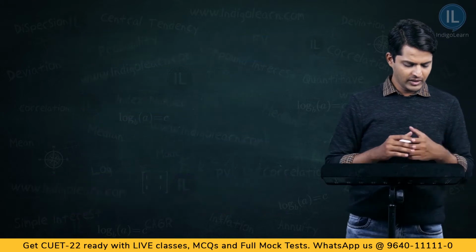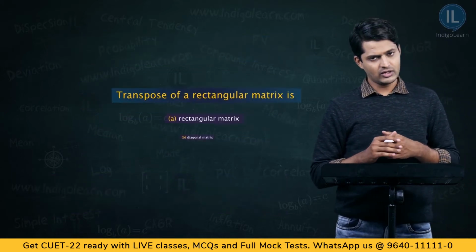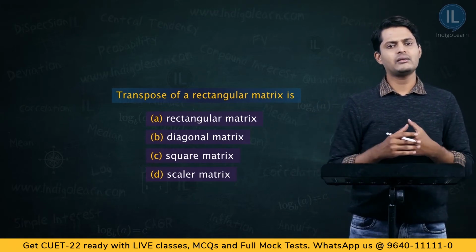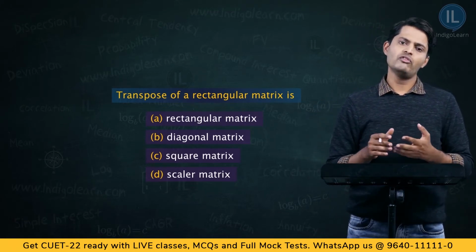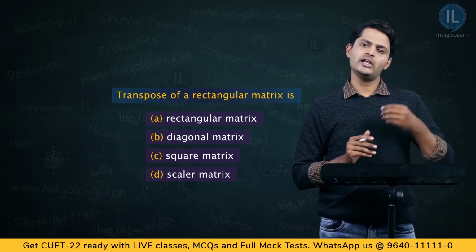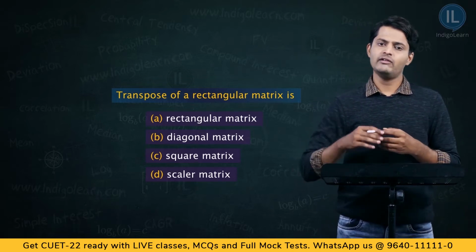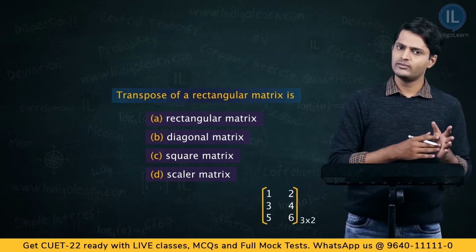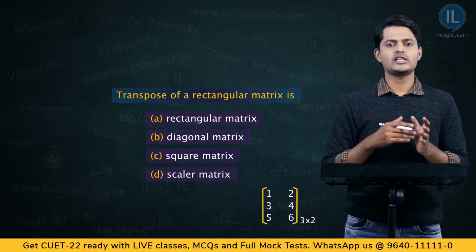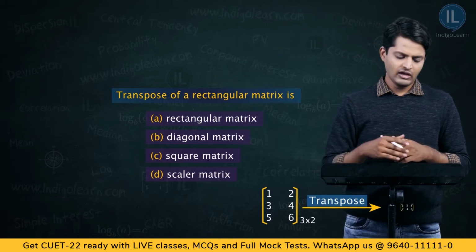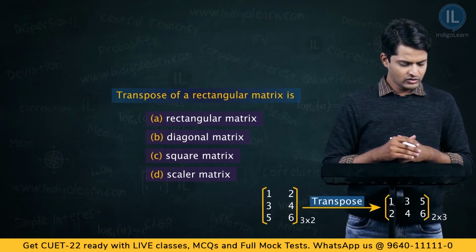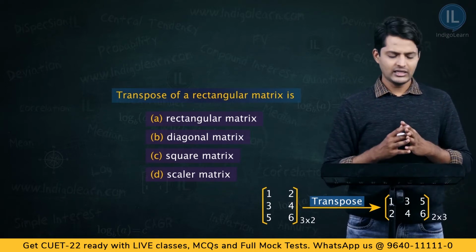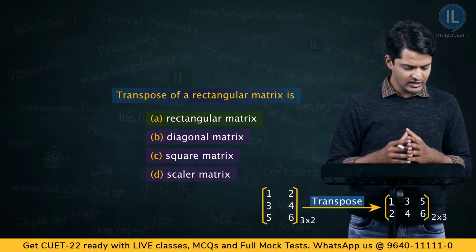Now please remember guys, the second question is asking what is the transpose of a rectangular matrix. Let us say this is a rectangular matrix with the order 3 by 2. You know a matrix with an order 3 by 2 indicates there are 3 rows and 2 columns, and when you apply transpose to this matrix, it will have 2 rows and 3 columns. So, a 3 by 2 matrix when transposed becomes a 2 by 3 matrix, which is also a rectangular matrix. So, essentially the transpose of a rectangular matrix will result in a rectangular matrix itself, which is option A. So, the second one is A.